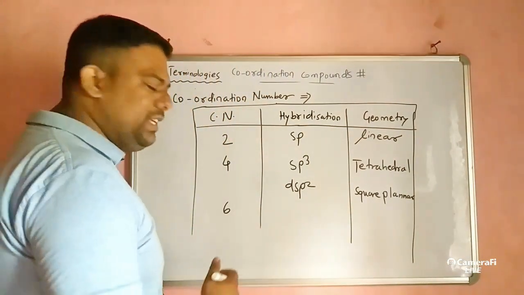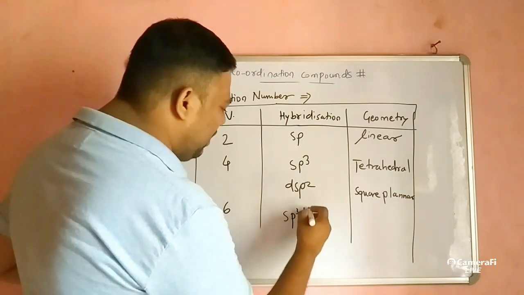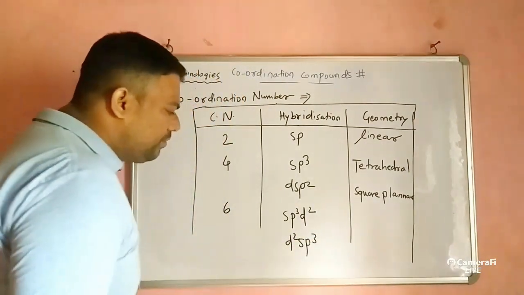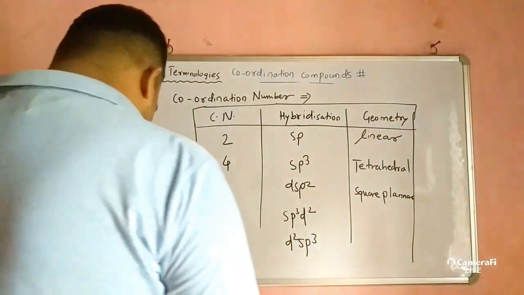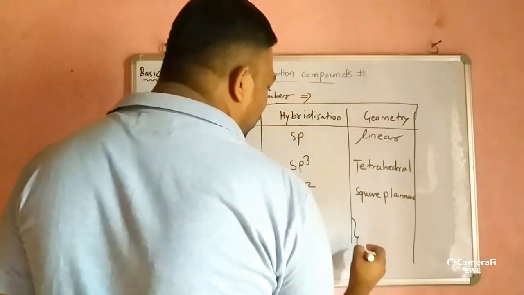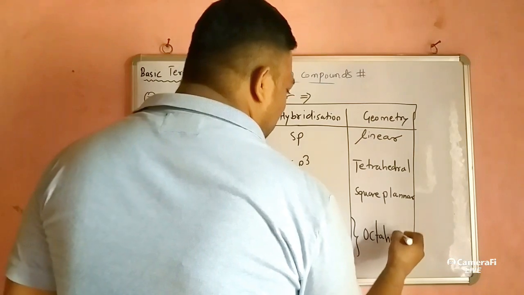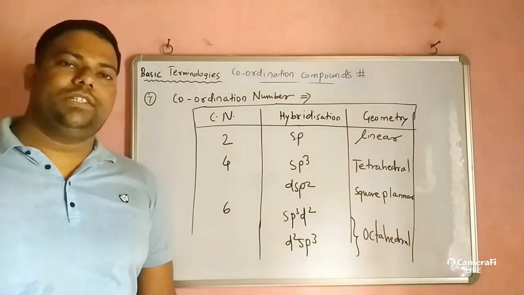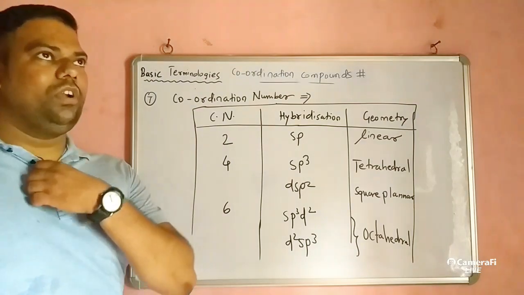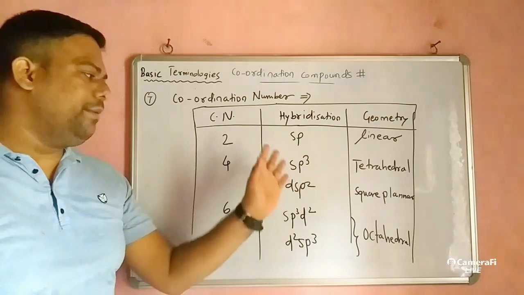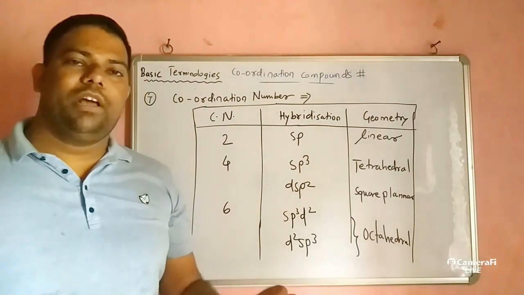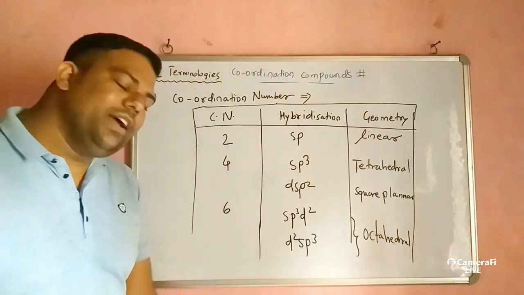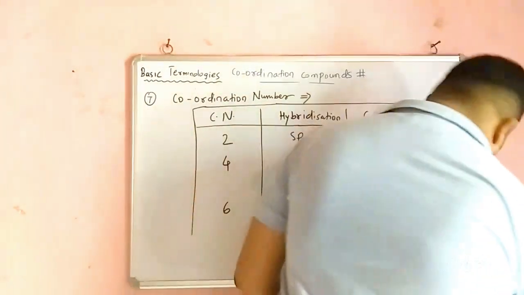Now when coordination number is 6, here also two possibilities: sp3d2 and d2sp3. But the geometry for both is the same, that is octahedral. This we already discussed; you already learned the geometry and hybridization in our topic chemical bonding and molecular structure. So it is revised also. It is very basic information.